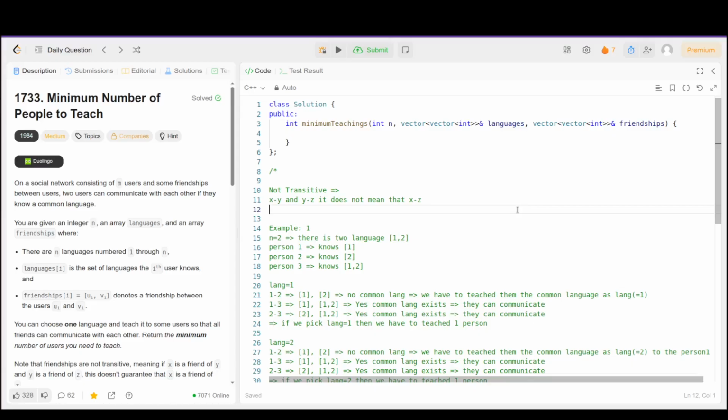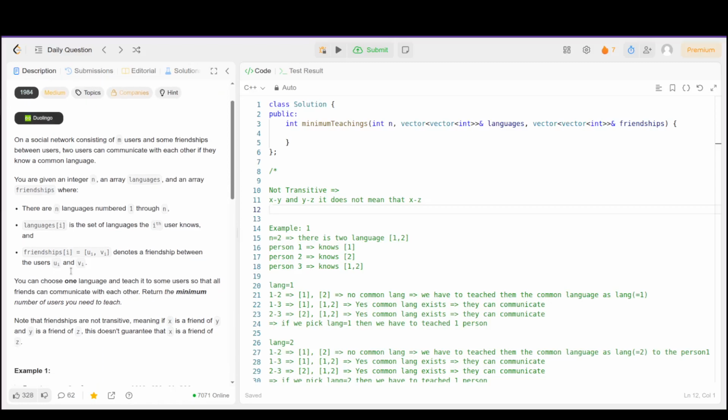Today we solve the LeetCode problem of the day, that is minimum number of people to teach. The problem basically says that there are m users and some of those users have friendships, and we are given n, that is the number of languages that users may know. Languages are denoted 1 to n, and languages[i] represents the set of languages the i-th user knows. Friendships exist, that is friendships[i] equals [ui, vi], which means ui and vi are friends of each other.